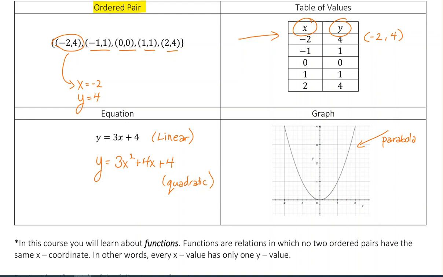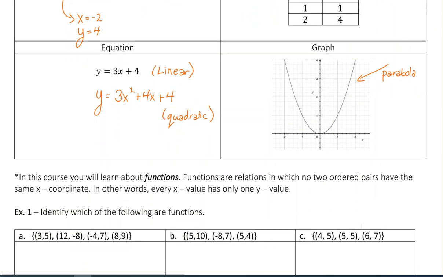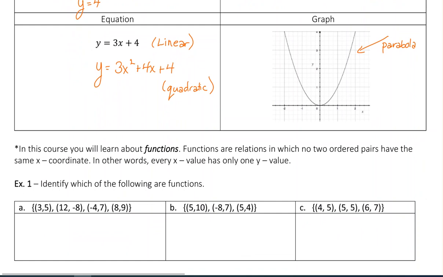So up until this point we've looked at relations. Now we're going to dive deeper into what we call a function. In this course you will learn about functions. Functions are relations in which no two ordered pairs have the same x coordinate. In other words, every x value has only one y value.